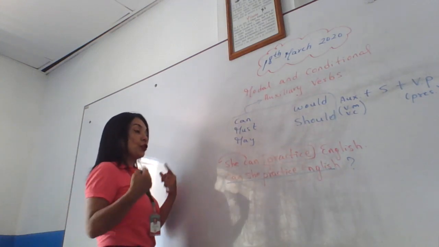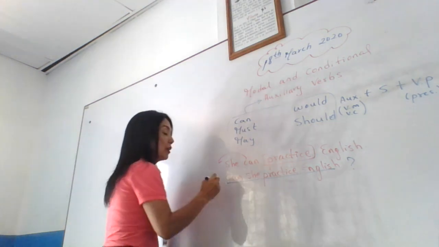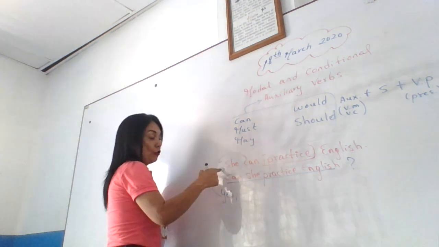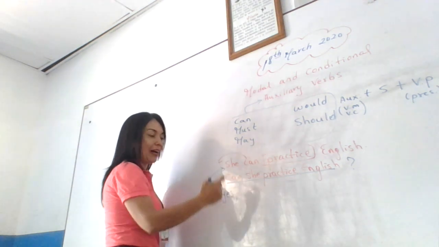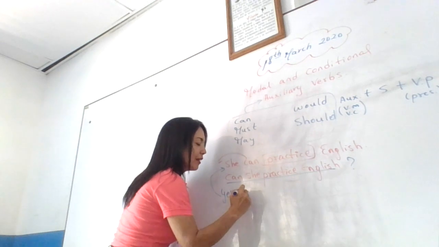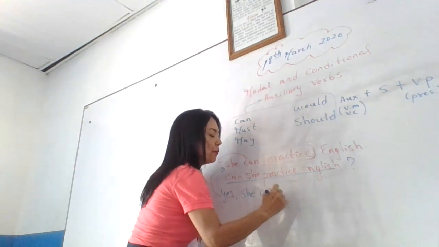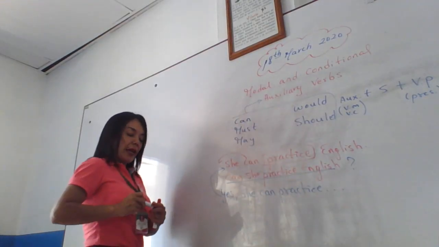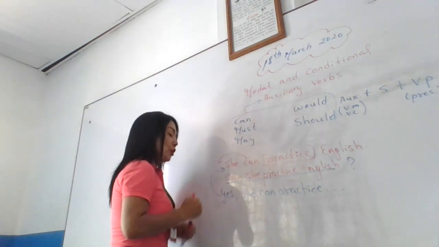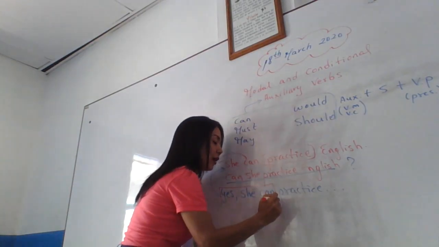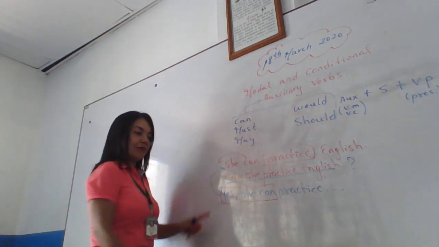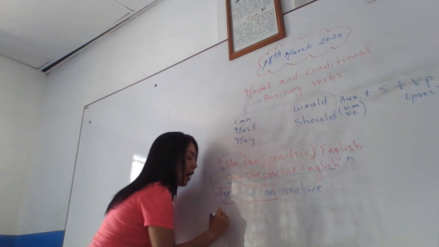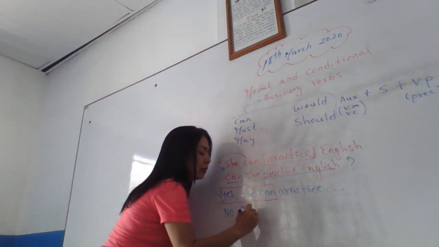Now you are going to respond to this question in a long affirmative way. You got the trick that I taught in class. You rewrite it. She can. Yes, she can practice, and all the complement. And now another trick: you take the short affirmative answer like this. Yes, she can.